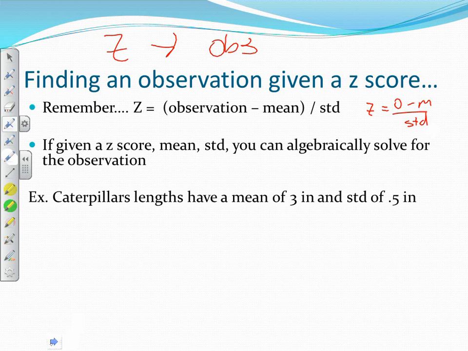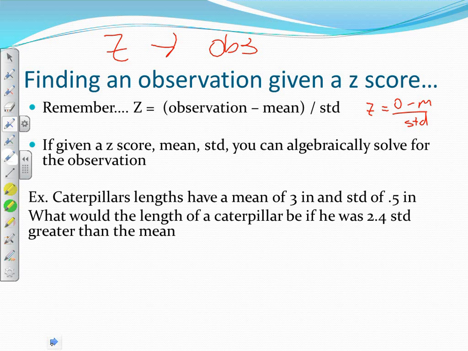You can algebraically solve for an observation. Watch, if you're given a z-score, a mean, and a standard deviation. We have caterpillar lengths with a mean of 3 inches and a standard deviation of 0.5. What would the length of a caterpillar be if he was 2.4 standard deviations greater than the mean? Watch how I can do this algebraically.